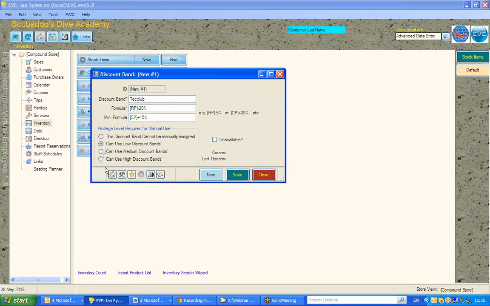And of course these privileges are associated with an employee in their data module under their employee record as to what discount bands they can use. So as this is set right now, this can be used not only for customer type discounts, but also by those employees who I have given the privilege of being able to manually assign low discount bands.